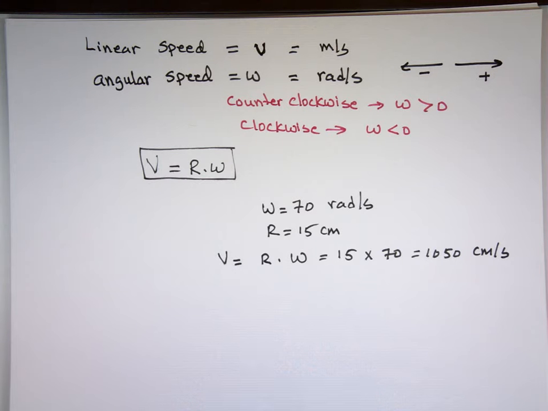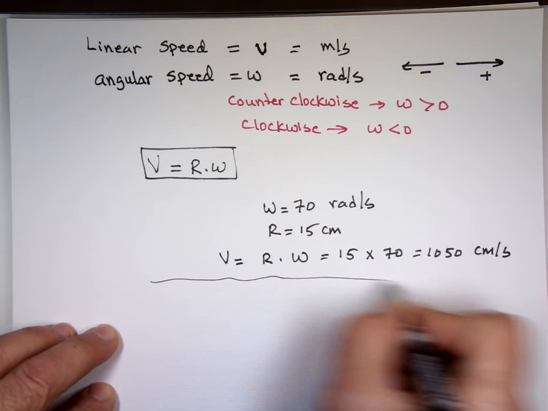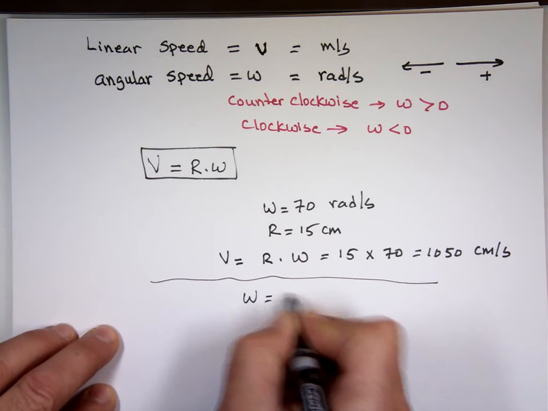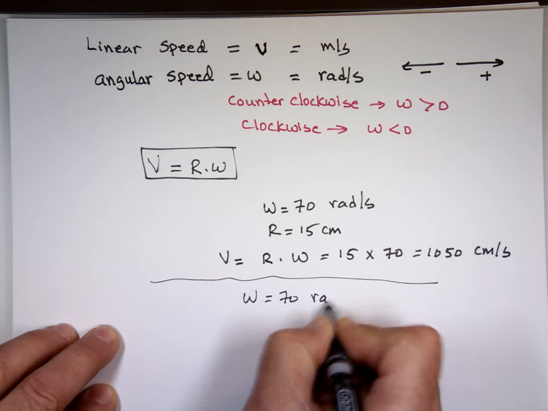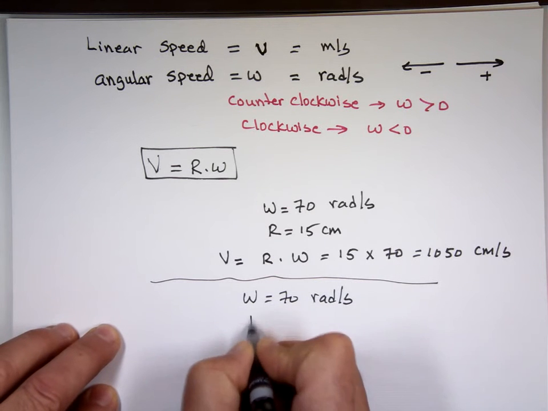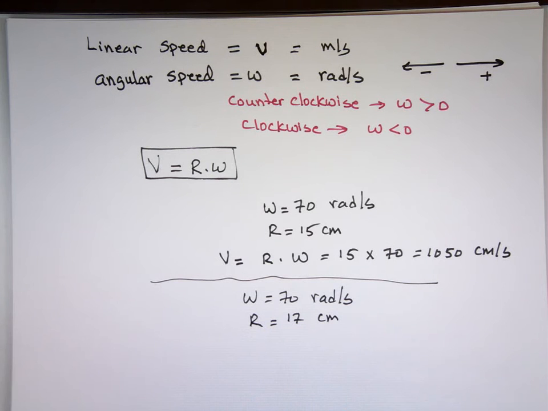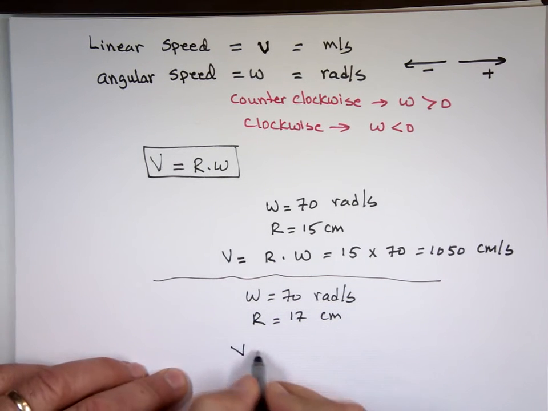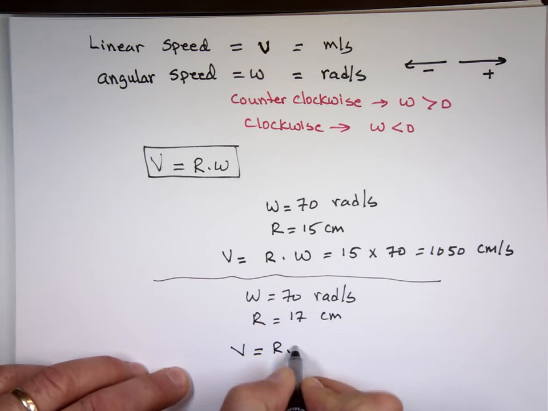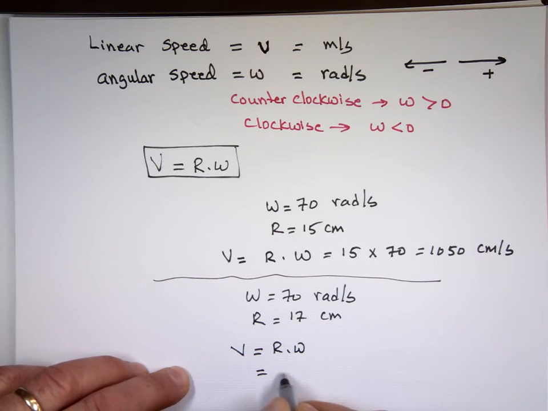Now what will happen if W stayed the same? And that's what happened to me on my car. And let's say R equals 17 centimeters. We got a couple of centimeters bigger. What's my velocity now? It's R times W, which is 17 times 70.